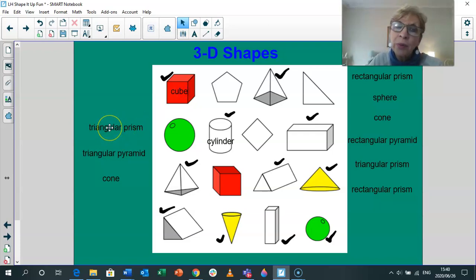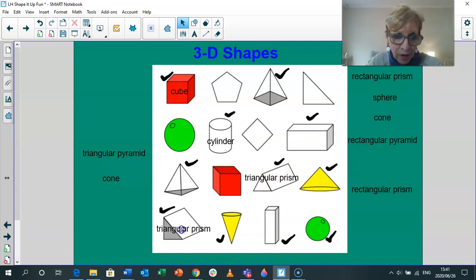Cube, a triangular prism. Now remember, prism has got rectangular sides, but its bases are what gives it its name. So where's something with a rectangular side? Okay, there is one there and there. And so we're going to call that a triangular prism because it's named by its base. And there is a triangular prism as well. What's a triangular pyramid? Well, that's a pyramid that's got a triangular base. There it is there. A cone, well, an ice cream cone, what does that look like? Yummy yums there. Rectangular prism is a prism that has a rectangular base.